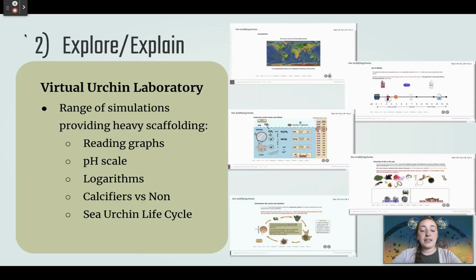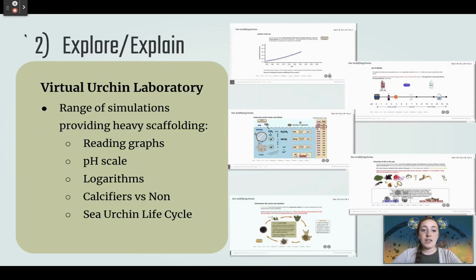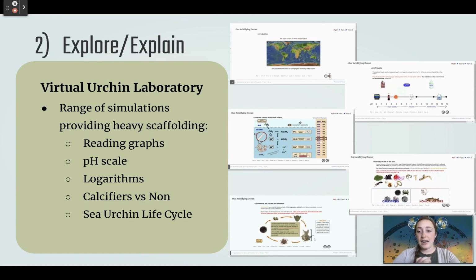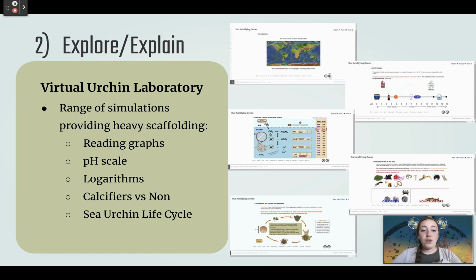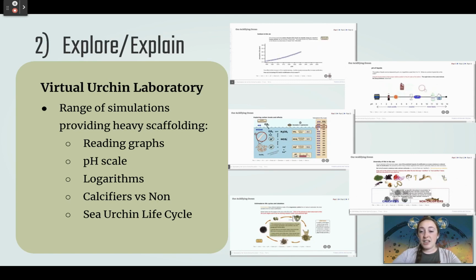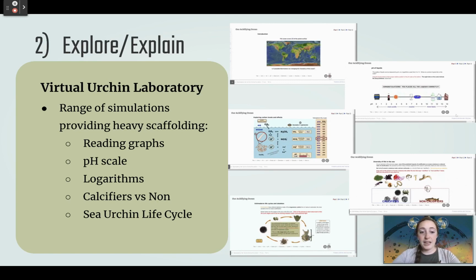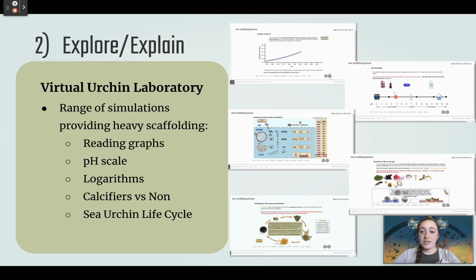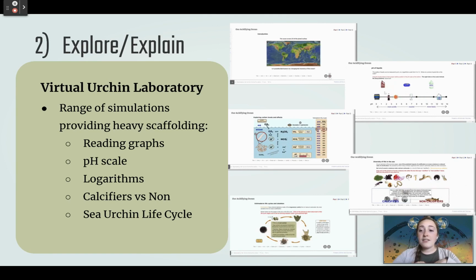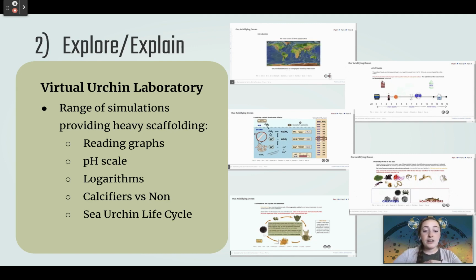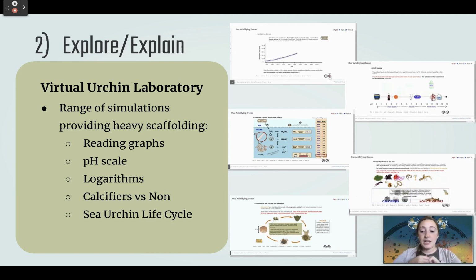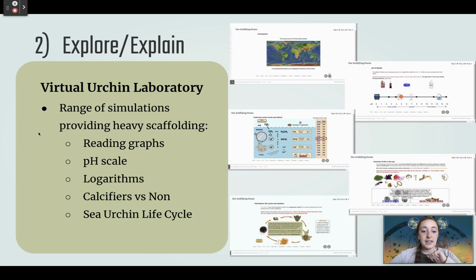Then they'll go through an explore explain step in something called the Virtual Urchin Laboratory from the University of Washington. They'll go through a range of different simulations that provide really heavy scaffolding for a range of different students. They'll practice reading graphs, they'll practice looking at a pH scale, practice logarithms, they'll identify between calcifiers and non calcifiers, and then they'll also gather some information about the sea urchin life cycle.